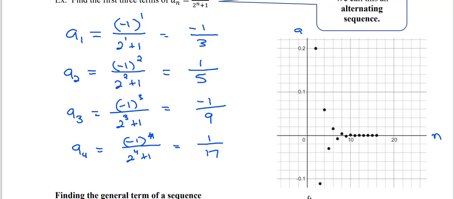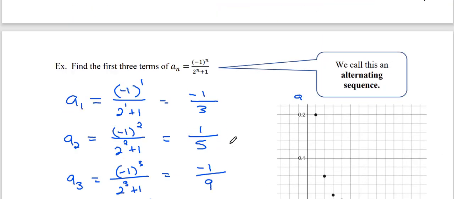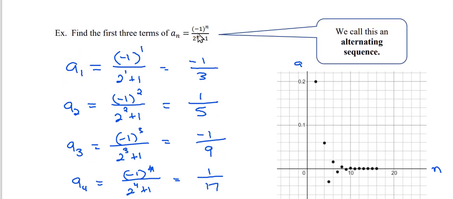If you notice what's happening, the a sub 1 would be way down here. This is sort of bouncing back and forth between positives and negatives, right? That is because of this negative 1 to the n power that we have. When n is even, you'll get a positive. When n is odd, you will get a negative. Because it changes between positive and negative, we call it an alternating sequence.